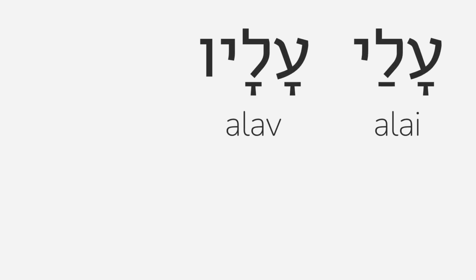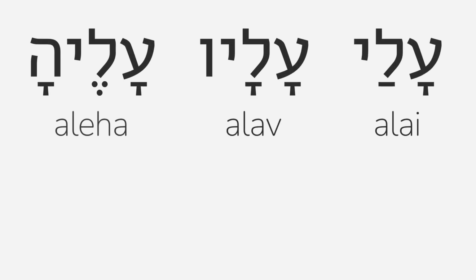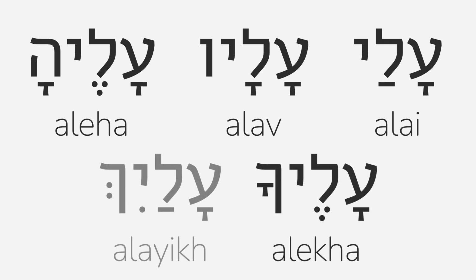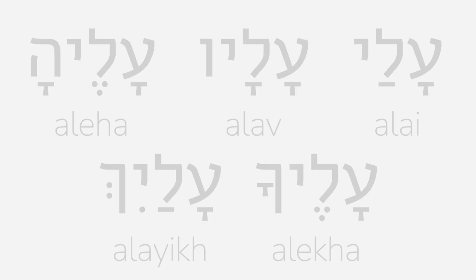Alai, on me, alav, on him, aleha, on her, and alecha and alaich, on you, masculine and feminine singular. We'll learn the plural suffixes in the next video.